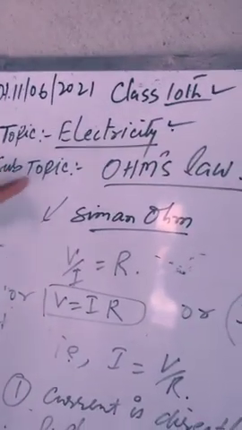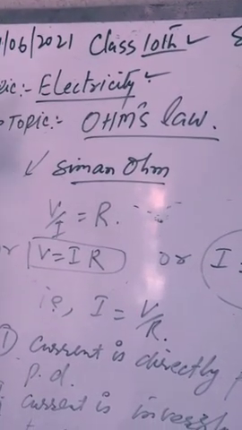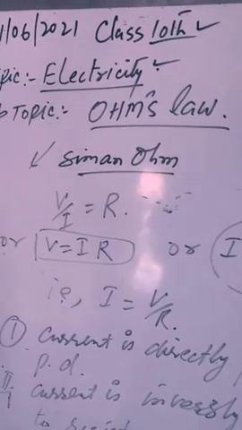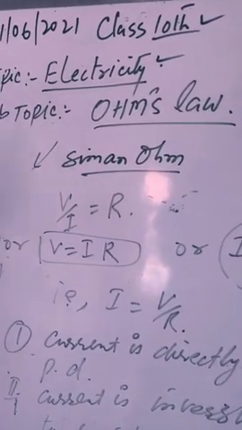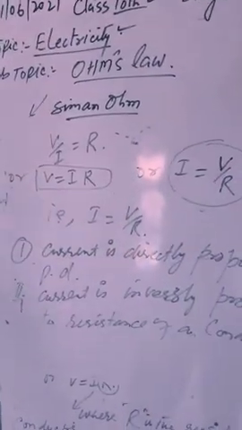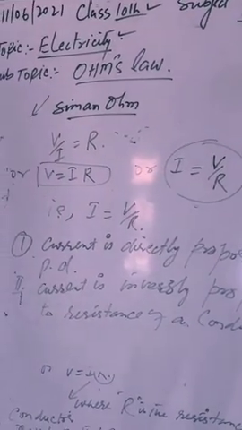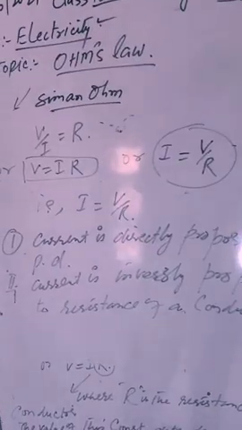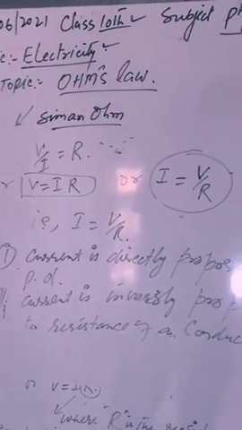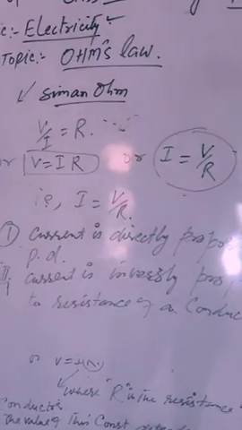Today's subtopic is Ohm's law, which we have already read on 10th of June. But we will carry this Ohm's law forward. It states that the current flowing through a conductor is directly proportional to the potential difference across its ends.